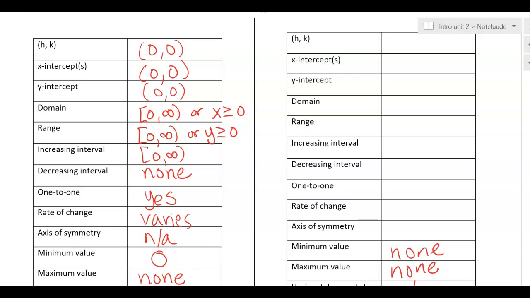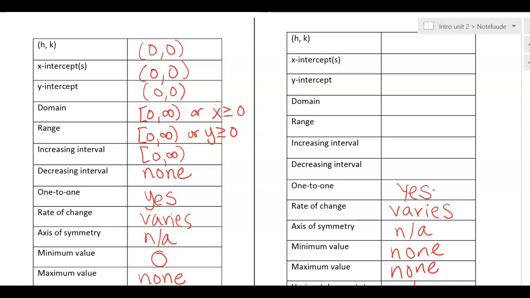That this function climbs in both directions. Okay, axis of symmetry, again, is not something we talk about with this function, and rate of change is different everywhere in this function. All right, is this function 1-to-1? Yes. Okay, so it does pass the horizontal line test. It looks horizontal at some places, but that's just because it's growing very, very slowly. So yes, it's 1-to-1.